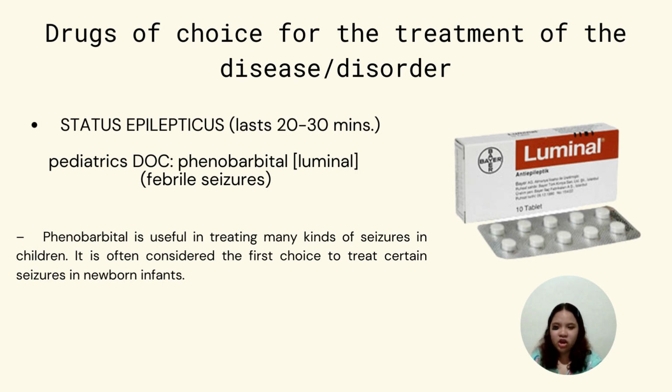For pediatrics, the drug of choice in status epilepticus is phenobarbital, Luminal. Phenobarbital is widely used in the treatment of children with febrile seizures, although there is concern about possible behavioral and cognitive side effects. Phenobarbital is useful in treating many kinds of seizures in children. It is often considered the first choice to treat certain seizures in newborn infants. Phenobarbital also has been widely used to prevent seizures that sometimes accompany a high fever in infants or young children.